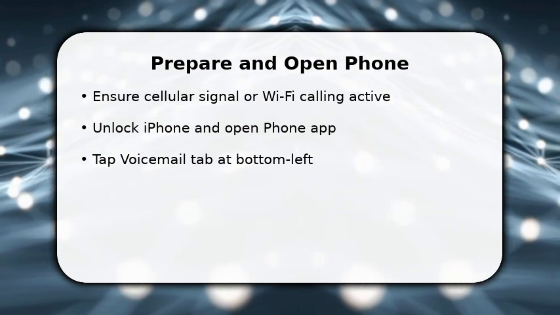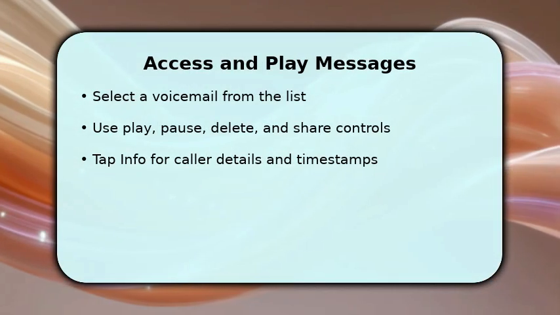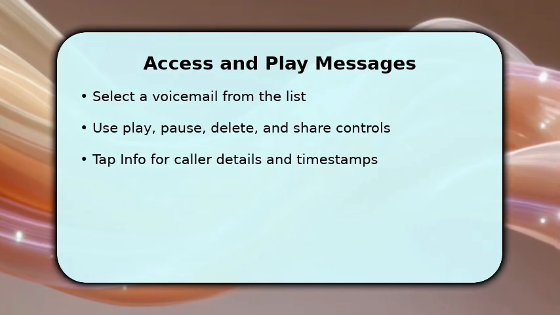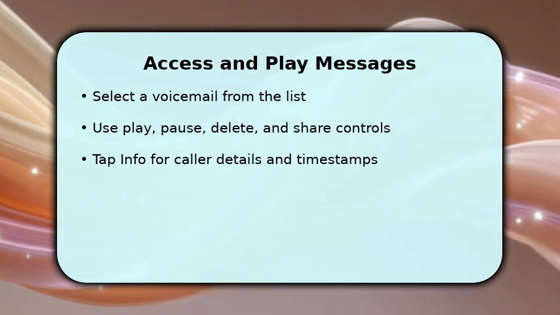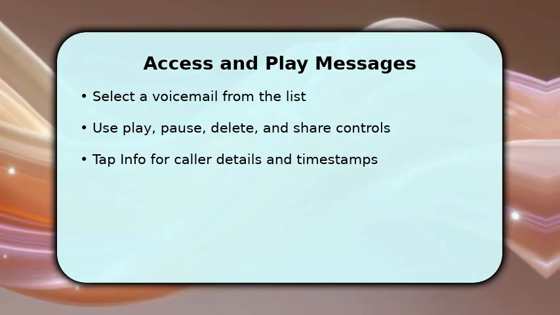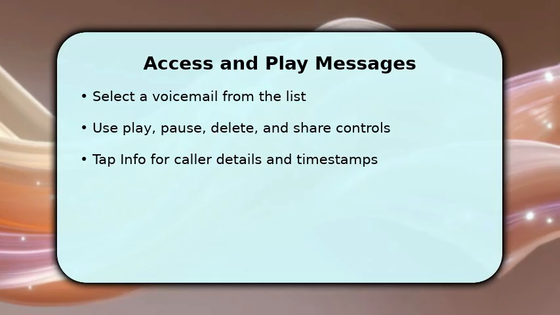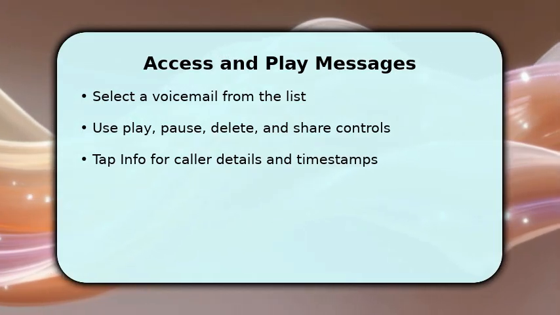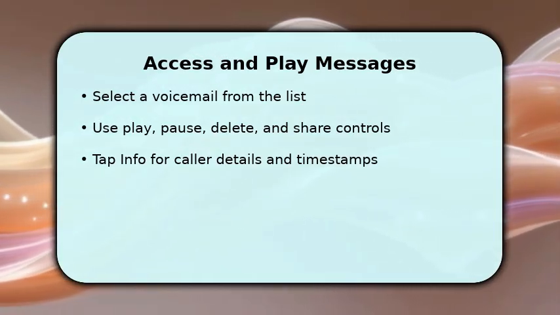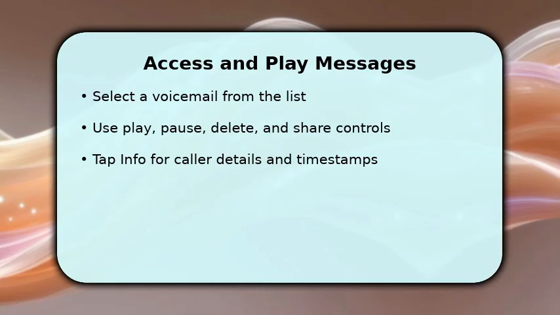Now select a voicemail from the list to load its controls. You'll see play, pause, scrub, delete, and share icons. Press play to listen. You can pause and scrub the timeline to review a portion, which is helpful for jotting down numbers. Tap the info I icon to view the caller's number, date, and duration. This explains context without replaying.